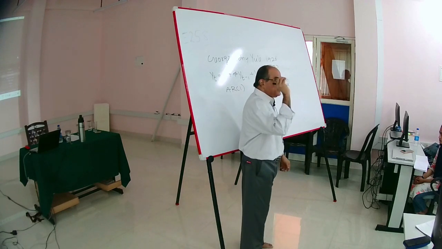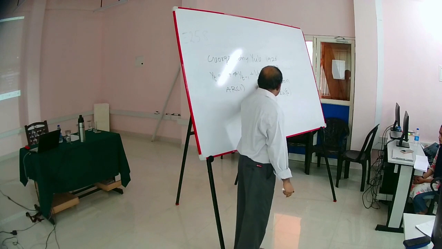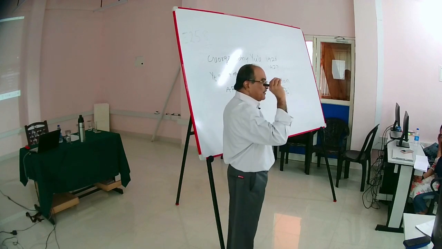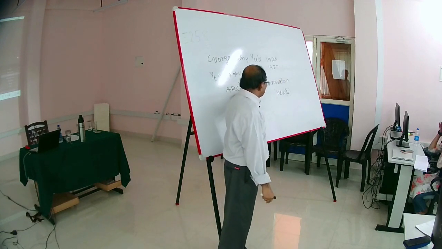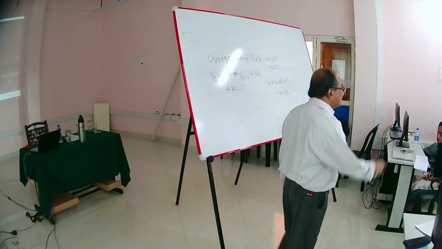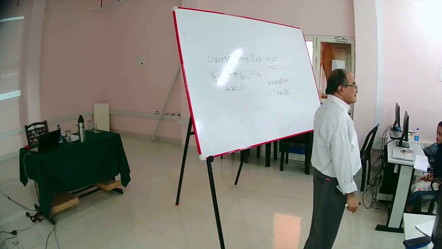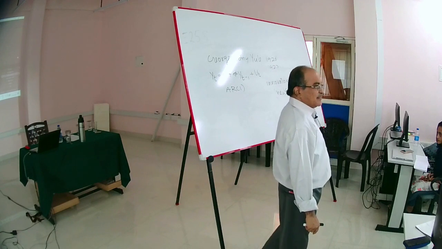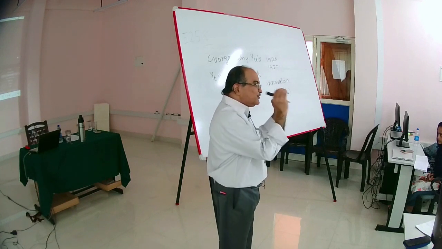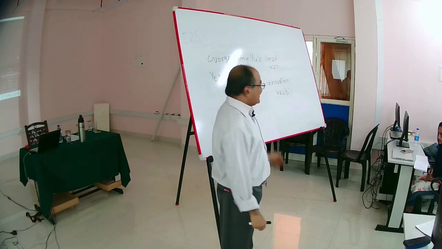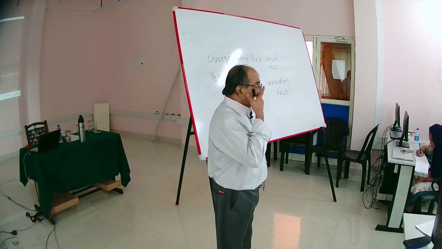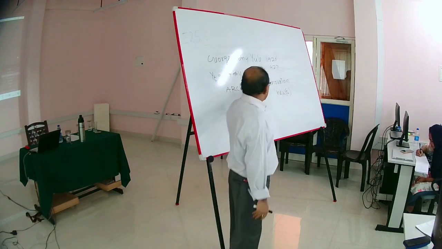So any new information to this system is only from ut. That is why it is called an innovation. Any new information to this system yt is only from ut. Can you tell me why? Only ut brings something new to yt. Is there any other variable in the system? No other variable. There is an explanatory variable. What is that? Yt minus 1.